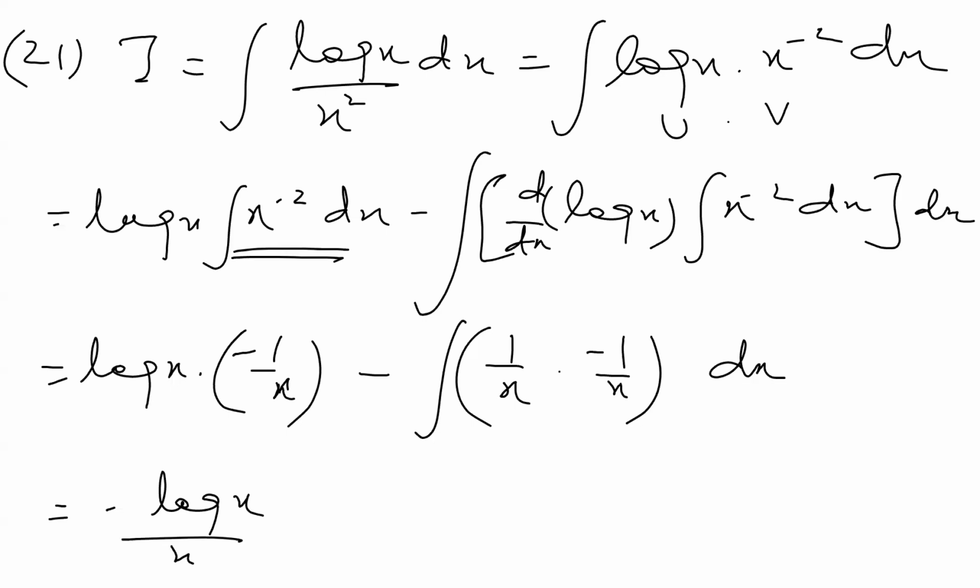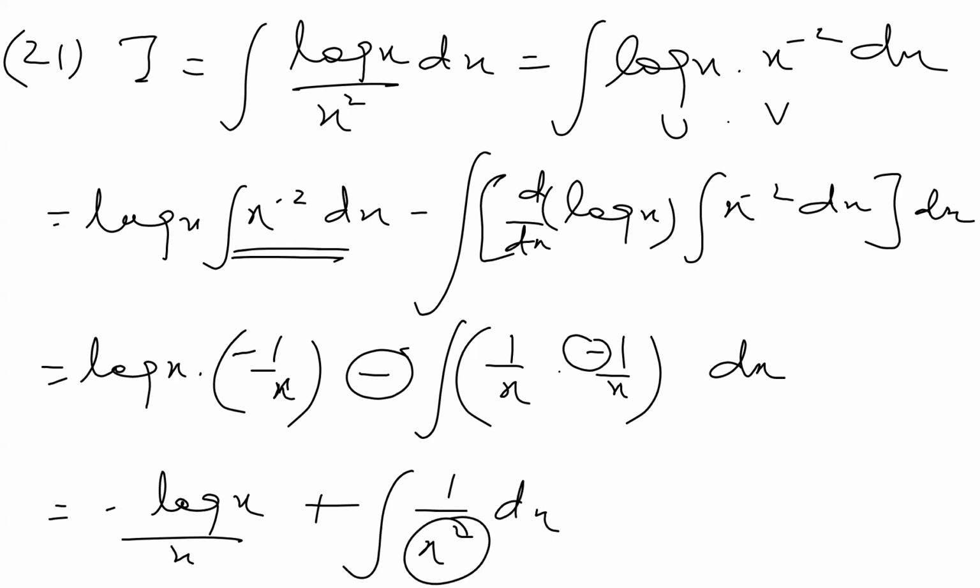Okay. Minus into minus is plus. 1 upon x square. This x square you take it up in the numerator. This is going to be x raised to minus 2 once again. And this also eventually will be minus 1 upon x. Okay. That was question number 21. Let's go to question number 22.